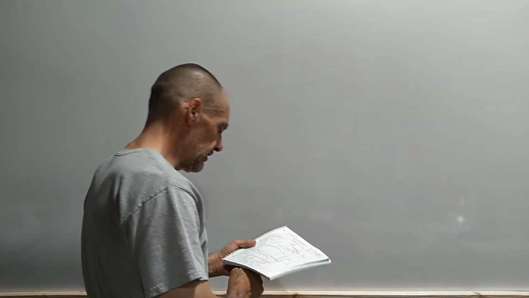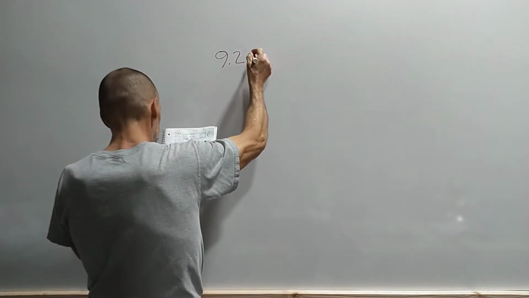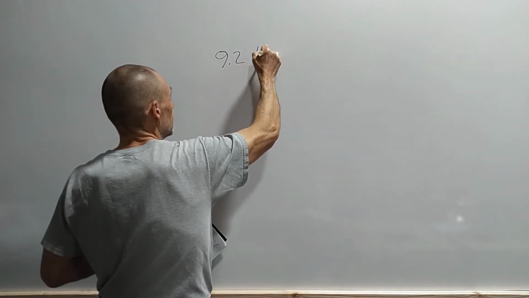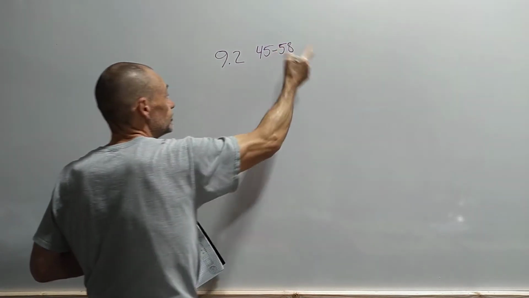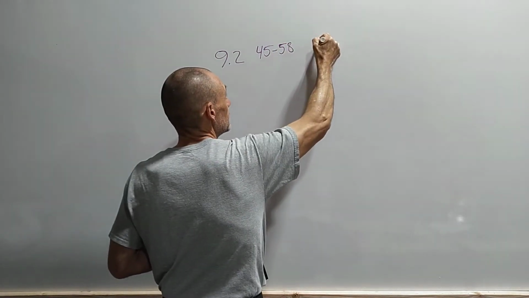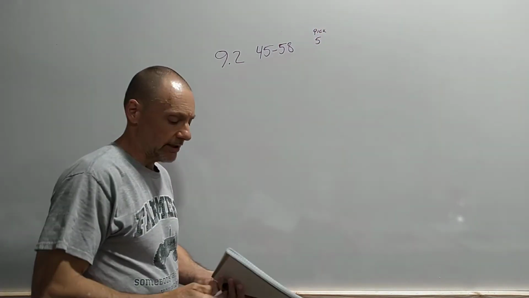So for the Calculus 2 class, let's talk about 9.2, series and convergence. The homework for 9.2 would be 45 through 58. So I would suggest you do them all. Pick 5, and put them in your notebook, and I'll ask you to show me those.